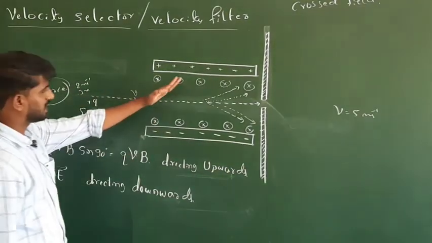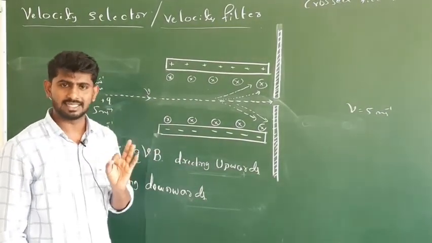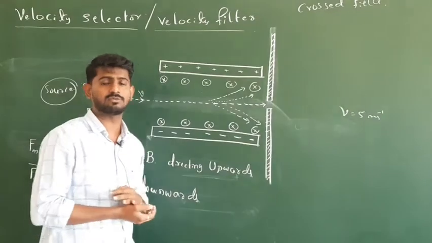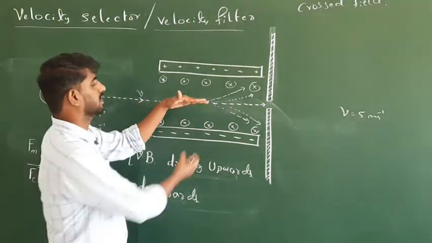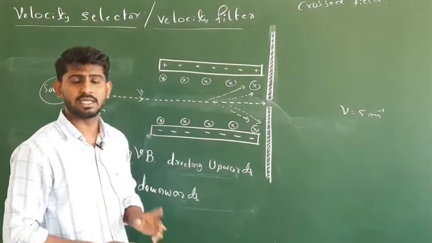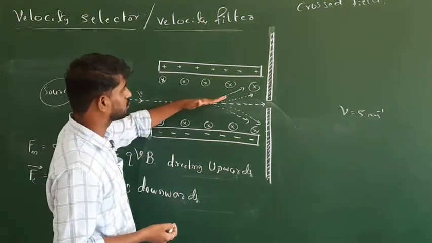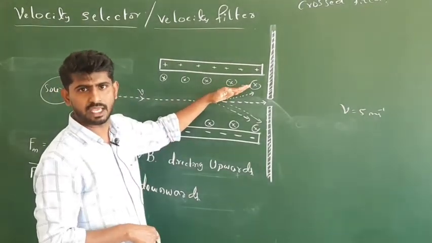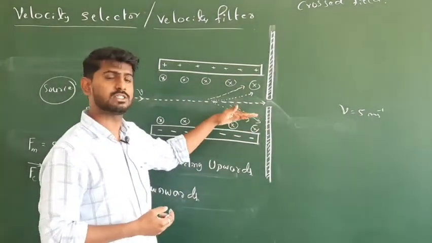Is it clear? So one force is acting upward, another force is acting downward on the same charge. Suppose there is more electric force than magnetic force. Then what's the result? The charged particle experiences more electric force and it starts to move in the downward direction. Suppose the magnetic force is more than the electric force, then the charged particle starts to move upward, because the magnetic force dominates due to the stronger magnetic field. So if the electric force is more, it moves downward; if the magnetic force is more, it moves upward.